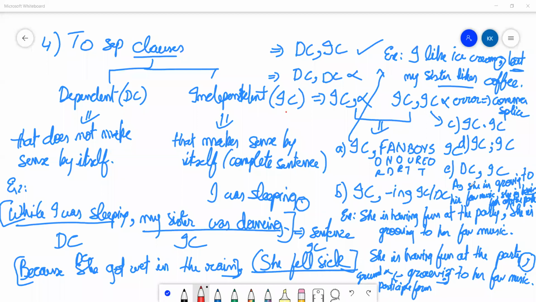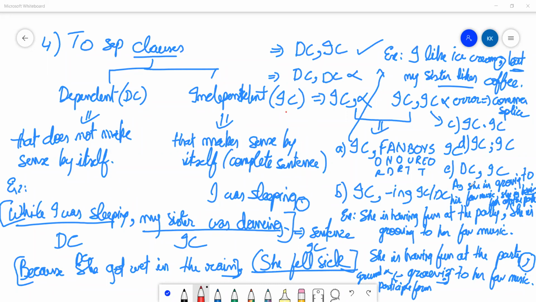Whatever we are talking about in terms of clauses. Clauses are of two types, dependent clause and independent clause. A dependent clause is that clause which cannot make sense by itself. And an independent clause is something that can make sense by itself. In other terms, you can call it a complete sentence.